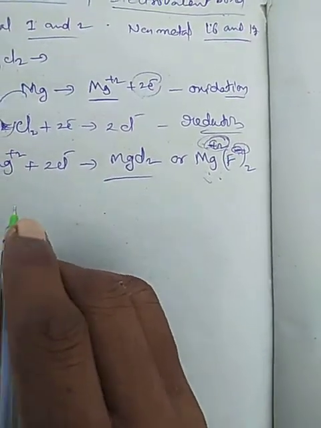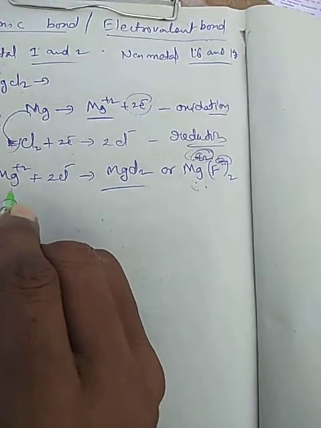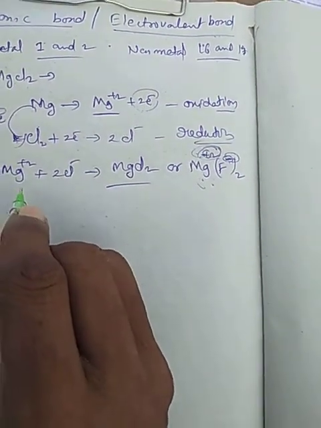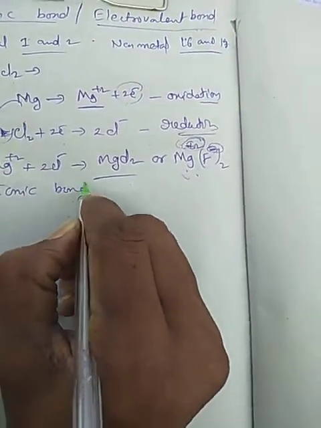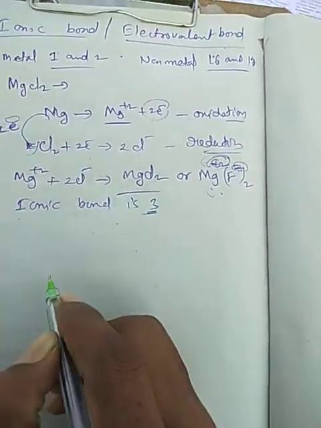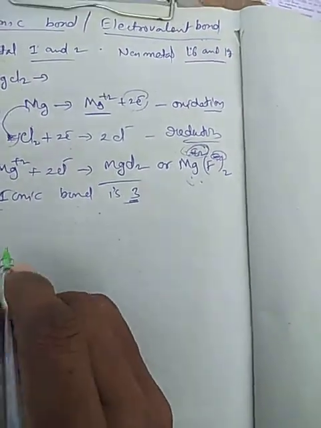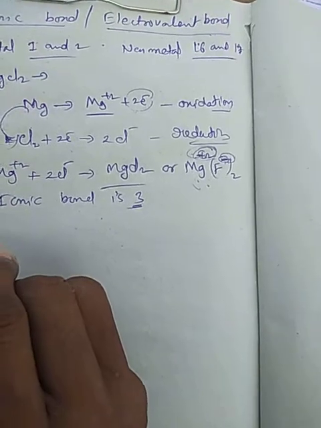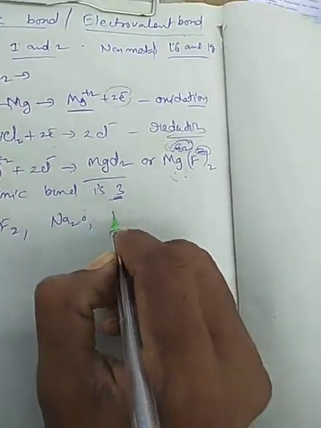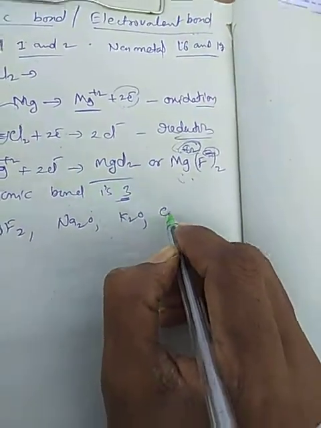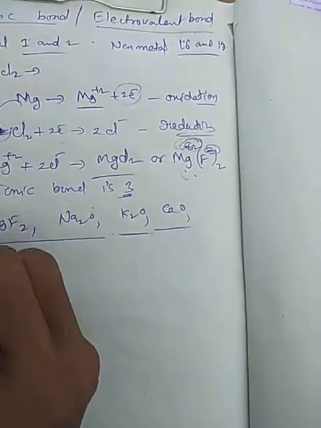The maximum electrovalency in ionic bond formation is 3. More than 3 is not possible, it does not exist. Examples of ionic bond are MgF2, Na2O, K2O and CaO.